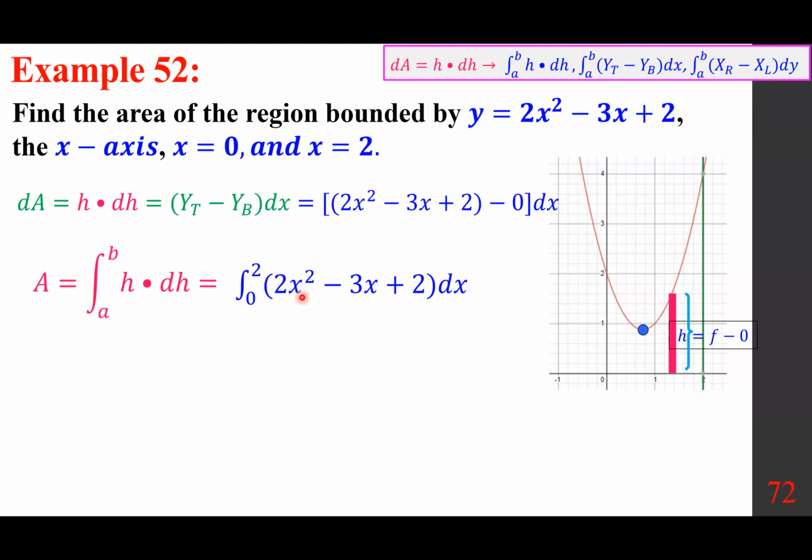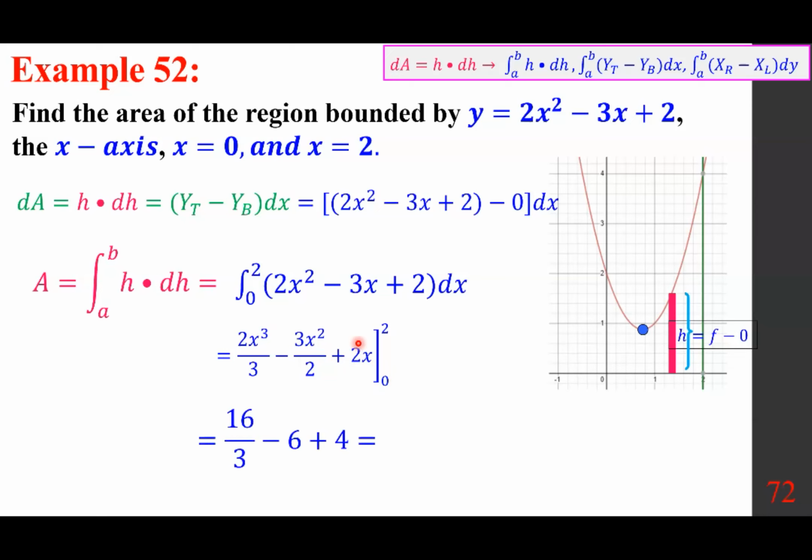So this is 2/3 x cubed minus 3x squared over 2 plus 2x from 0 to 2. If you plug in 0, it becomes 0. So just plug in 2 minus plug in 0. So plug in 2. 2 cubed is 8 times 2, 16 over 3, minus 2 squared, 4 times 3, 12 over 2 is 6, and 2 times 2 is 4. Put them all together, we get 10/3. I'm assuming we have no problem adding these numbers, okay?